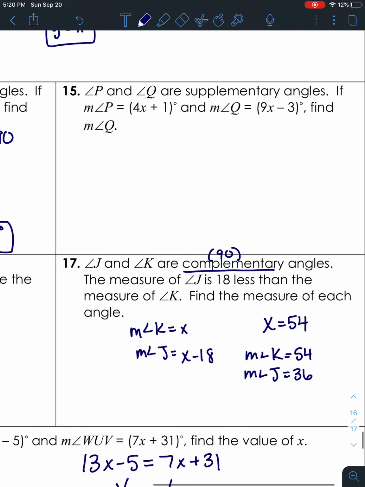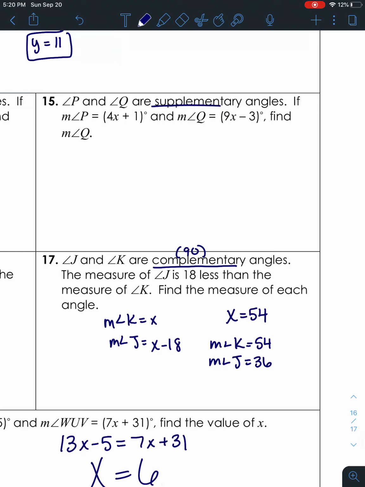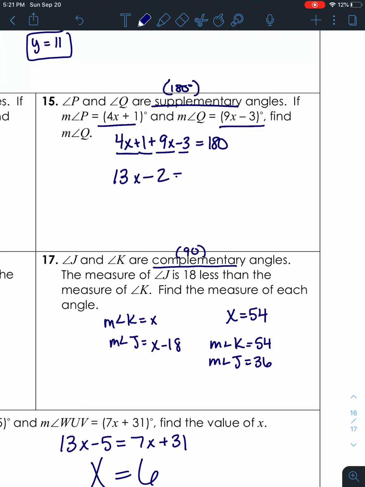Okay, let's look at 15. P and Q are supplementary. Now again, if you remember our notes, that's 180 degrees. Okay, so just like what we did before, P plus Q should add up to 180. So 4x plus 1 plus 9x minus 3 will equal 180. Combine your like terms, that gives you 13x minus 2 equals 180. When you solve, x will be 14.